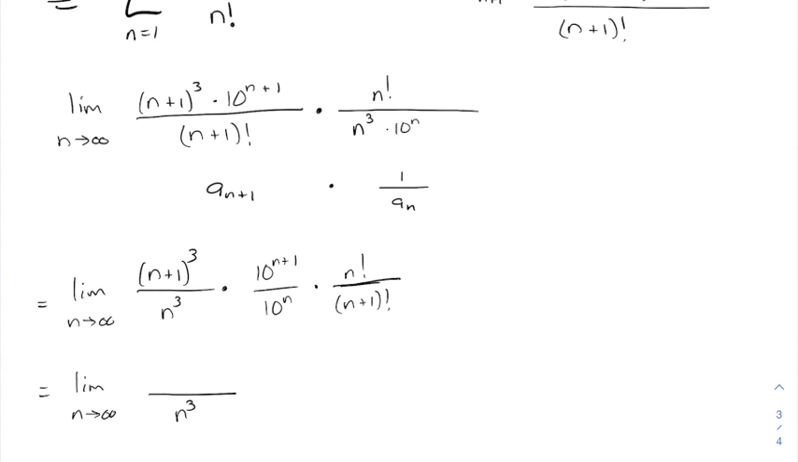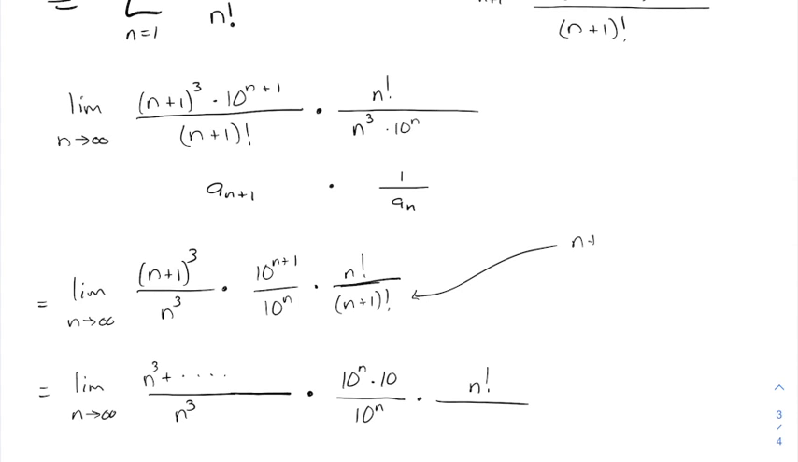If you cube out n plus 1, you get n cubed plus 3n squared plus 3n plus 1. But you know what? You don't really need all that, so I'm not going to write it all out. n cubed is the biggest term, so you get n cubed plus some smaller terms. 10 to the n plus 1, you can factor that into 10 to the n times 10. On the bottom, you've got 10 to the n. And now for the factorial, there's an important thing here. If you have (n+1) factorial, you can break that up into (n+1) times n factorial.